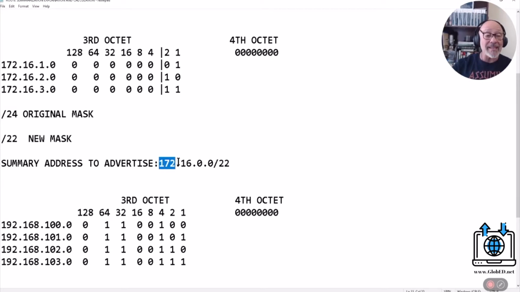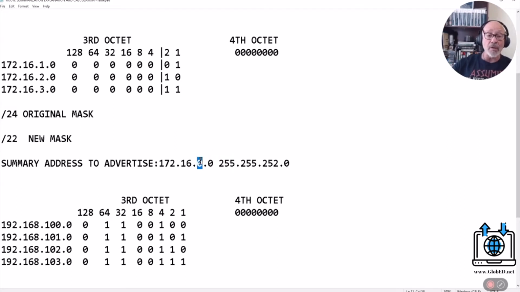So this is the summary address. And I'll put it in dotted decimal since that was in CIDR notation. 255.255.252.0. This is the summary address that you would advertise that would encompass these 3 networks and then some.